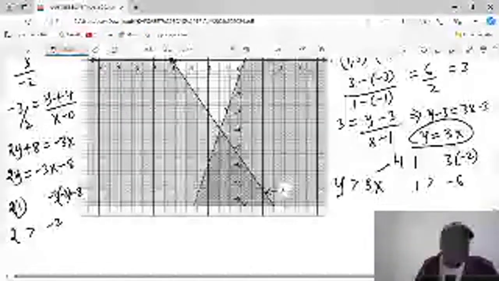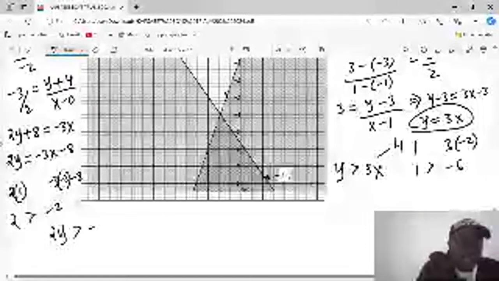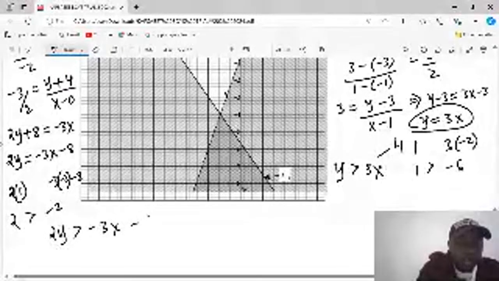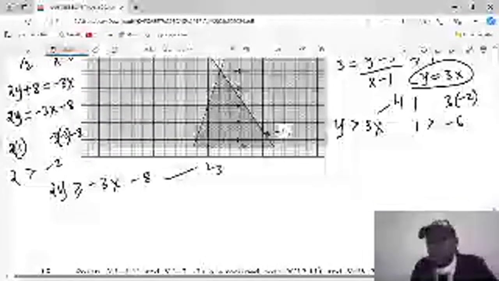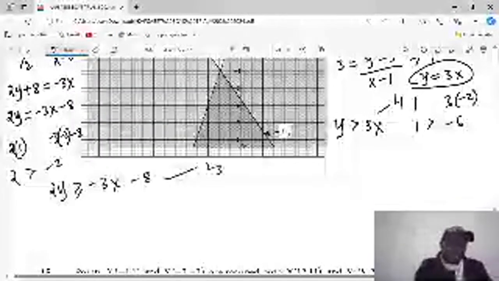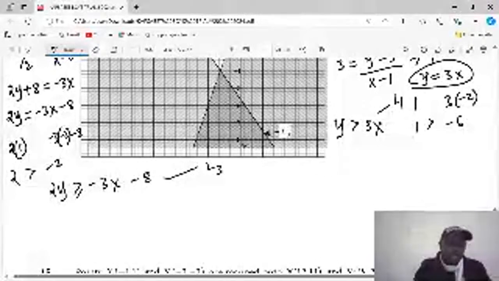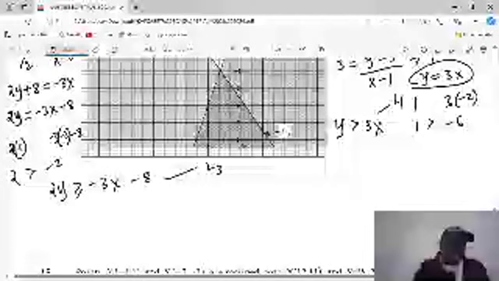If it's greater than, we can also make another observation and see that L3 is a complete line. Therefore, apart from saying that 2y is greater than negative 3x minus 8, then we shall include or equal to. This is L3, or equal to. So that's how we get the coordinates. That's how we get the inequalities.